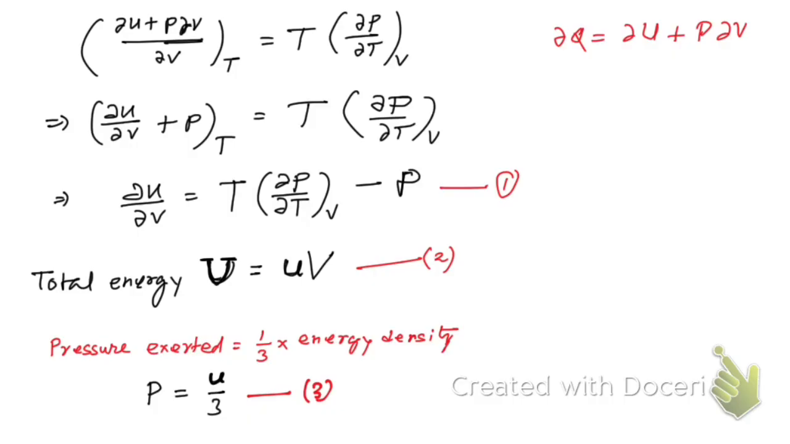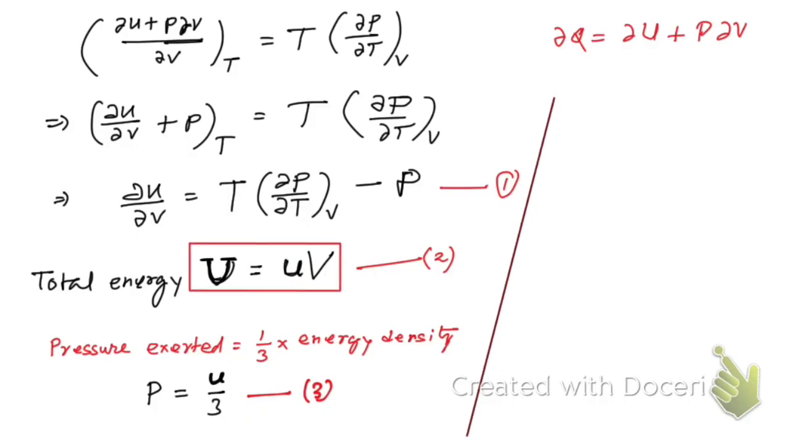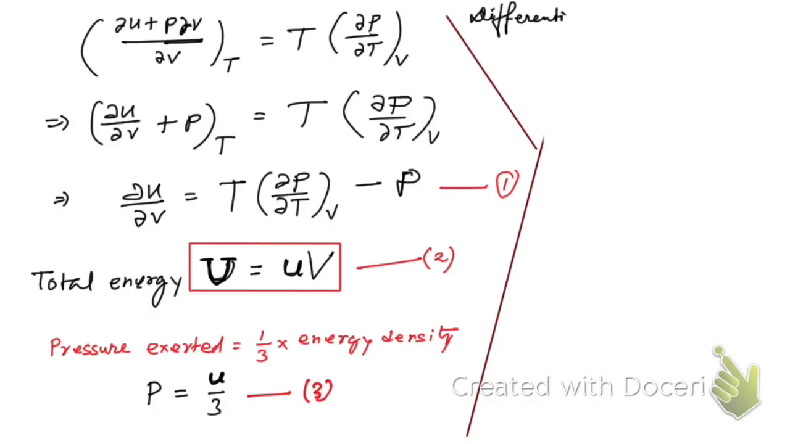Now let us differentiate this equation 2. Let me write: differentiating equation number 2 with respect to V, keeping T as constant.